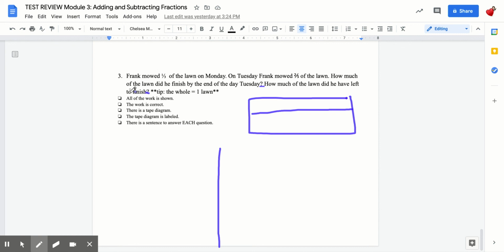So Frank mowed 1/3 of the lawn on Monday. On Tuesday, Frank mowed 2/5 of the lawn. How much of the lawn did he finish by the end of the day Tuesday? How much lawn did he have left to finish? So we're looking for done, and we're looking for left.